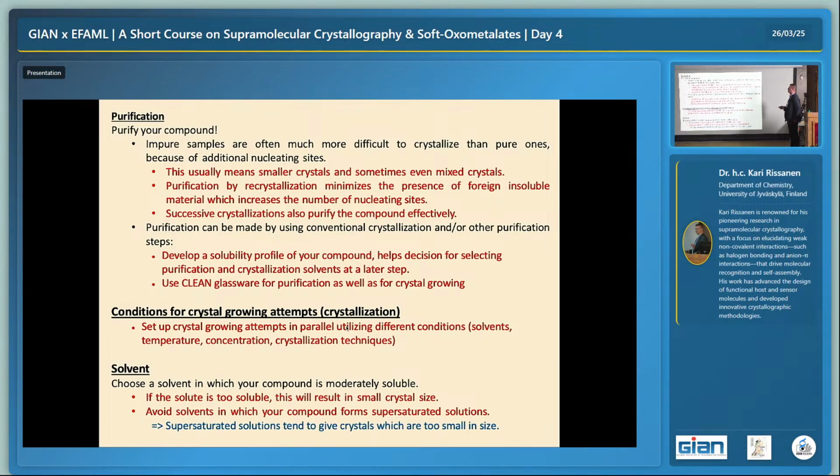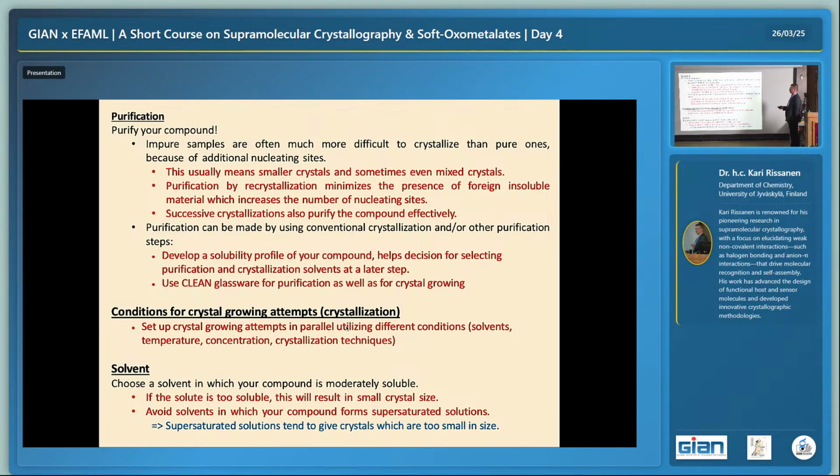They're too small. So normally this means smaller crystals, and sometimes, if you're lucky, it's nice that your impurity crystallizes with your compound. And then you get the structure of your compound and the impurity at the same time. But this is very rare. Typically, they don't like each other, and that's the case.